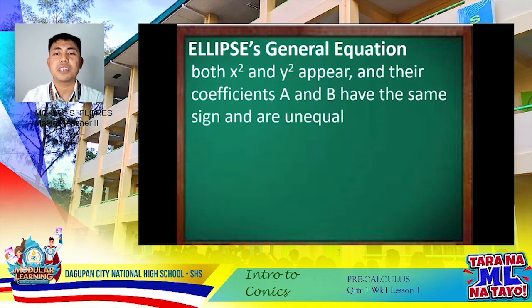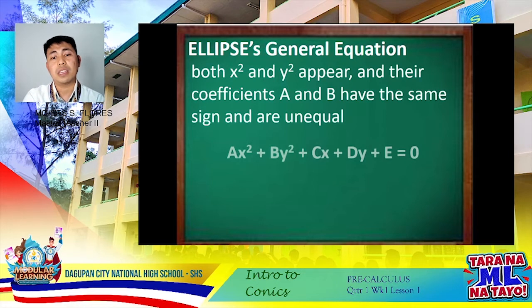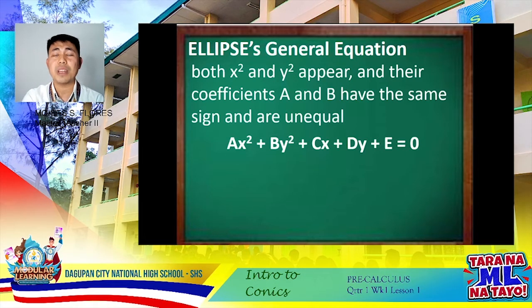Just like a circle, both variables x and y appear in the second degree. But this time, the numerical coefficients are different, though they have the same signs. If you compare with a circle, they have the same numerical coefficient, the same positive sign, and both x and y are in the second degree. But for an ellipse, both x and y are in the second degree and their numerical coefficients are different. That's why our formula is ax squared plus by squared plus cx plus dy plus e equals 0.